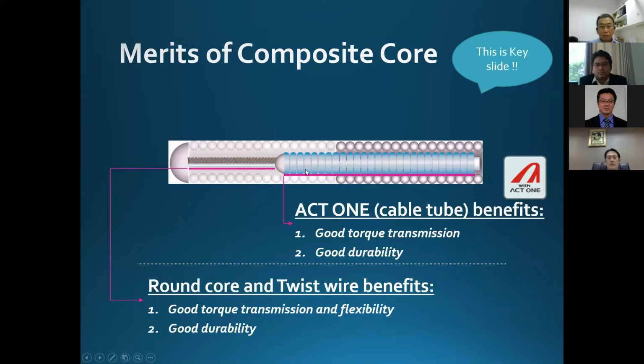And the proximal part of this guide wire has the cable tube, otherwise called Act 1. And this Act 1 cable tube has two benefits: one is good torque transmission, and another one is good durability. And move to the distal part. The distal part has the round core and twist wire. And what are the benefits of having those two core systems? One is good torque transmission and flexibility, and another one is good durability.